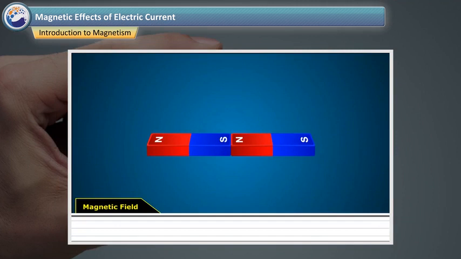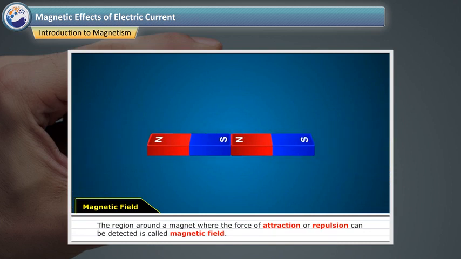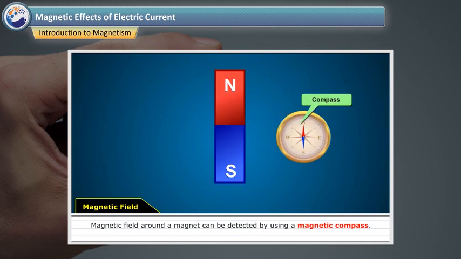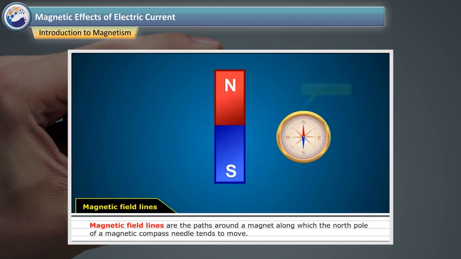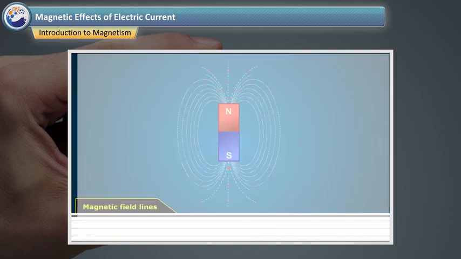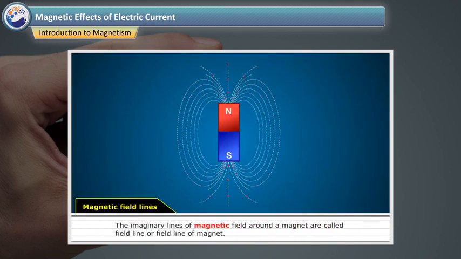Magnetic field. The region around a magnet where the force of attraction or repulsion can be detected is called magnetic field. Magnetic field around a magnet can be detected by using a magnetic compass. Magnetic field lines. Magnetic field lines are the paths around a magnet along which the north pole of a magnetic compass needle tends to move. The imaginary lines of magnetic field around a magnet are called field lines or field lines of a magnet.